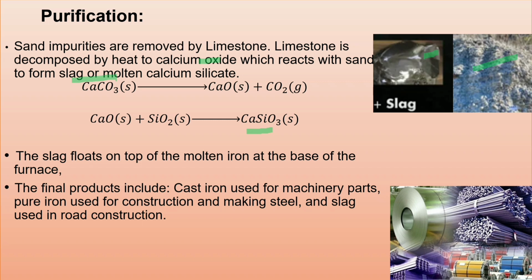Remember, the equations are optional, but they can substitute the words whether balanced or not. The final products a student can mention include cast iron used for machinery parts, pure iron for construction and making steel, and slag used in road construction. The picture on the right there shows the pure iron in form of steel and other products.